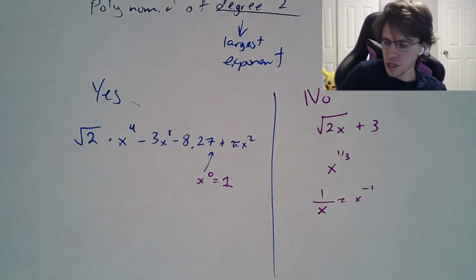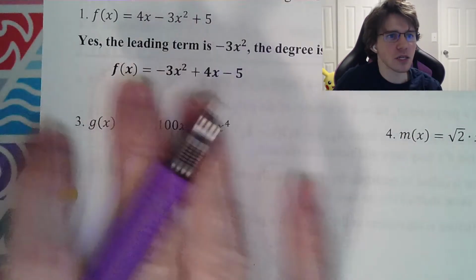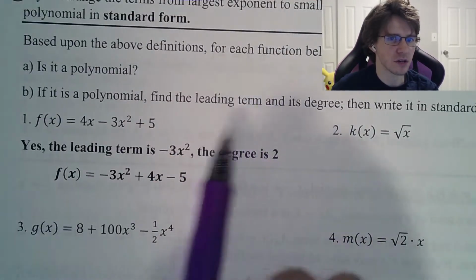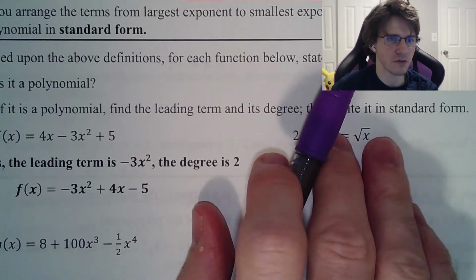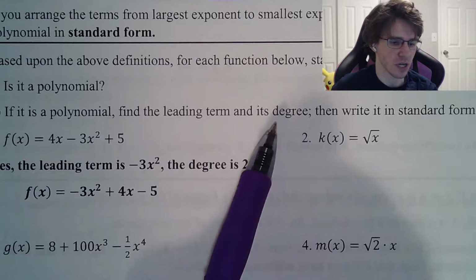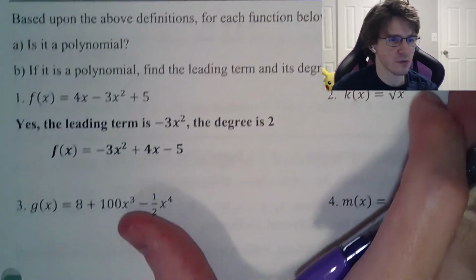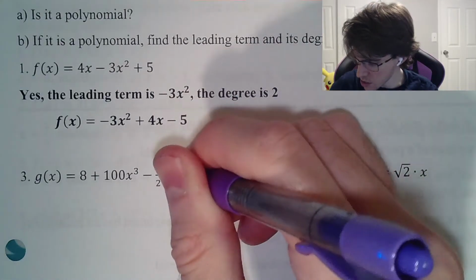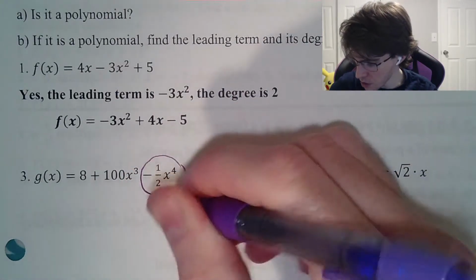So when you're doing these questions here at the bottom that I made in this packet, you're basically just answering a couple of things. So is it a polynomial? If it is a polynomial, find the leading term and its degree, then write in standard form. So the leading term, by the way, is the one that has its degree. It's that largest exponent. So let's just check out this problem number 3 here. In this question right here, there is my largest exponent. So this entire thing we would call our leading term.